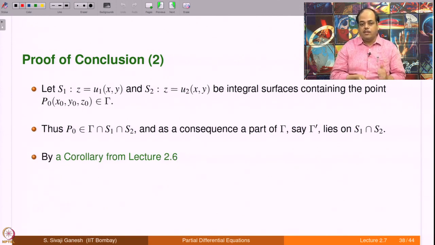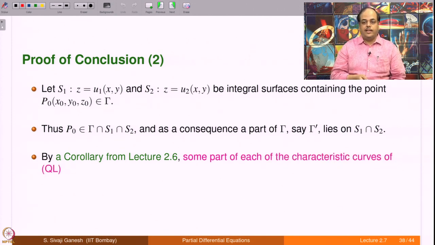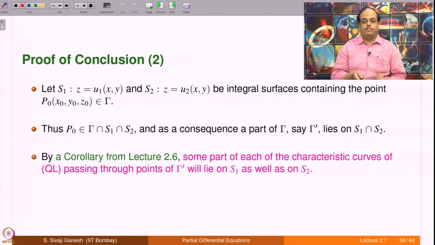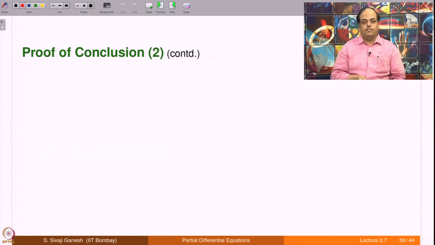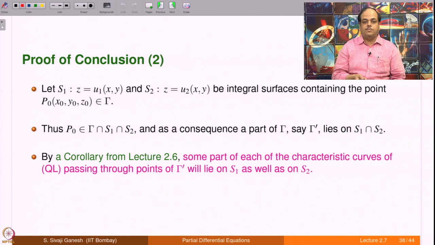Then we have seen a corollary in lecture 2.6 in the last lecture. It said some part of each of the characteristic curves of QL passing through points of gamma dash will also be there on S 1 and also on S 2. Of course, the corollary was with respect to one surface, but here with respect to two surfaces. You can see the corollary. This characteristic curve will be there on both S 1 and S 2.